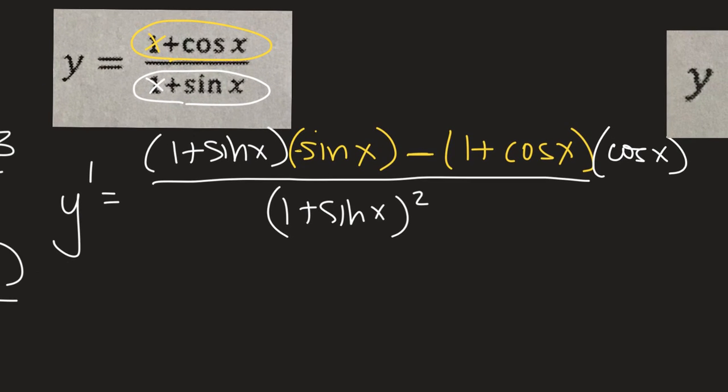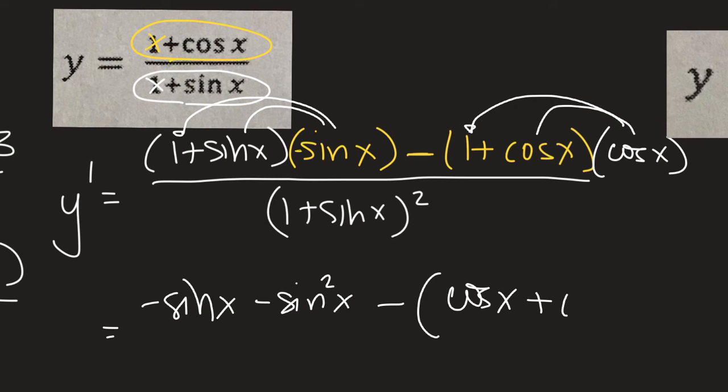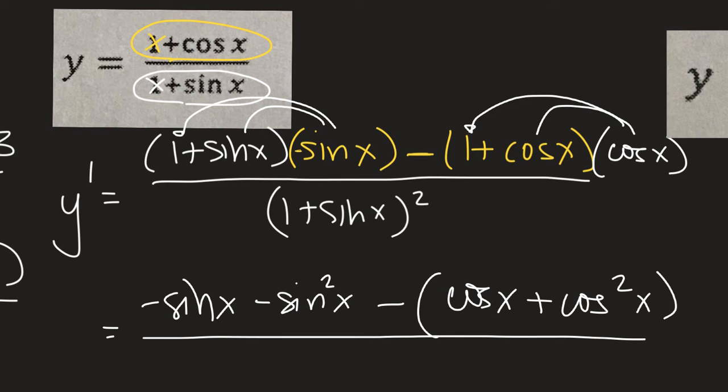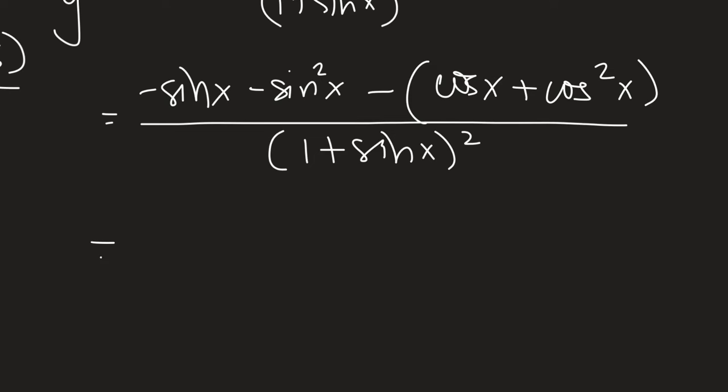Okay, so let's do our distributing. Negative sine times 1 is negative sine. Negative sine times sine is negative sine squared. Then minus, we're going to do the same thing over here. Distribute our cosine into both of these. That's cosine x plus cosine squared x, all divided by 1 plus sine x squared. I'm not going to multiply that out yet, not until I see if it's beneficial.